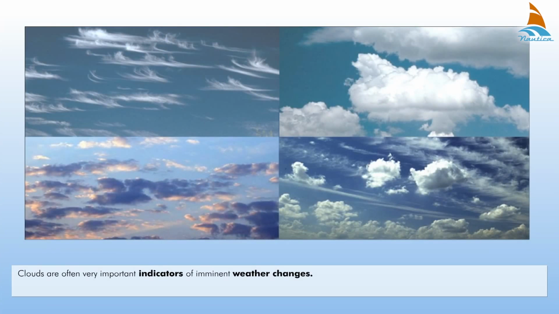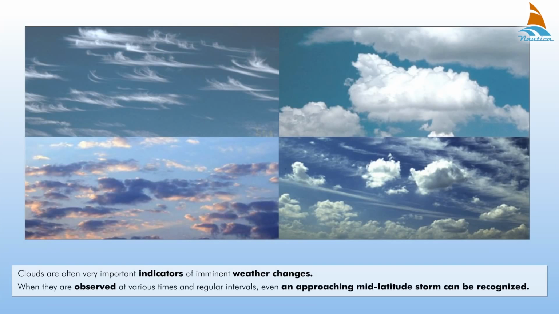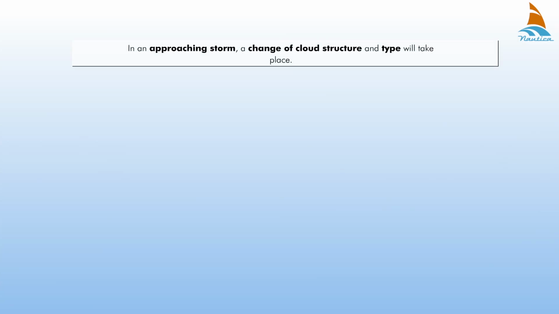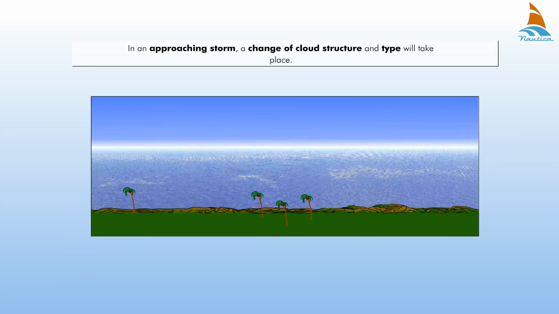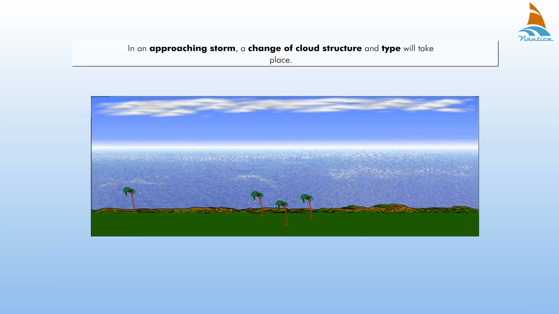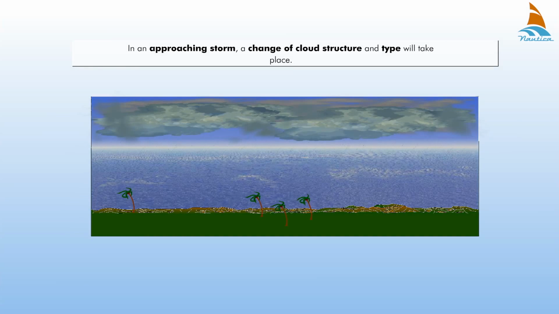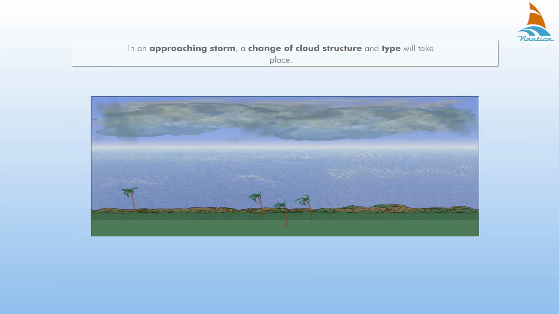Clouds are often very important indicators of imminent weather changes. When they're observed at various times and regular intervals, even an approaching mid-latitude storm can be recognized. In an approaching storm, a change of cloud structure and type will take place. First, high cirrus clouds appear, followed by high-level cirrostratus clouds and low, thick altostratus clouds. When the storm is finally close at hand, dark clouds will bring high winds and pouring rainfalls.